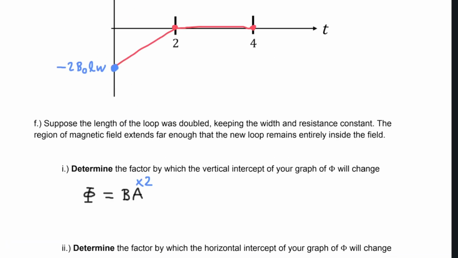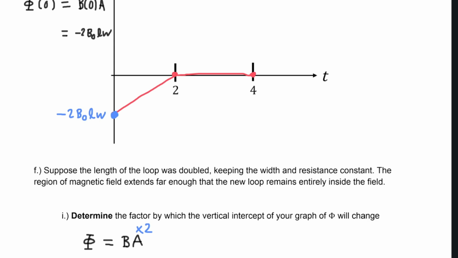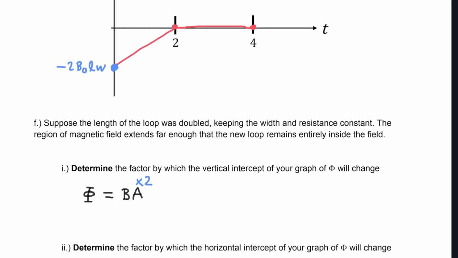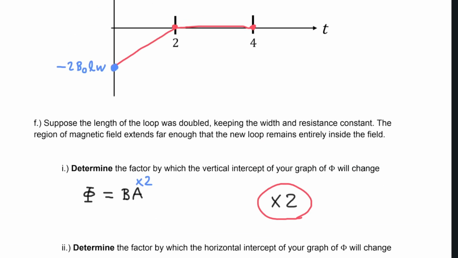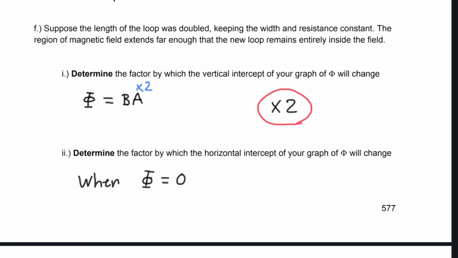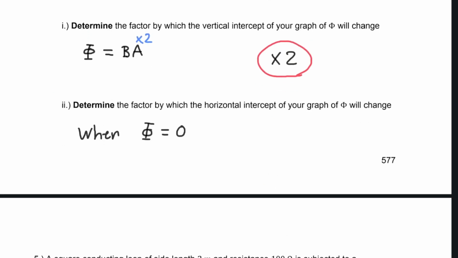For the vertical intercept, you're just going to have twice the initial magnetic flux, so that would be times 2. And then the horizontal intercept, that's basically asking when the flux reaches 0. In this case, even though we have a larger area, it was still being decreased to 0 in 2 seconds, so there's no change to the horizontal intercept.